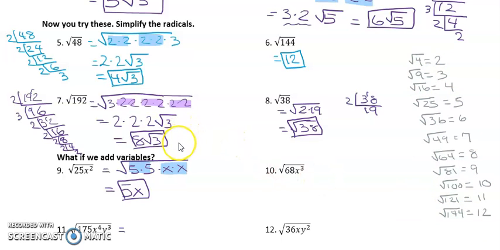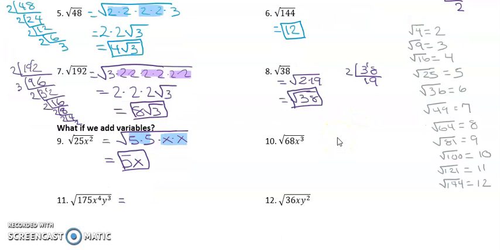Number 7 ends up being 8 square roots of 3. And number 8 ends up just being the square root of 38. There are no perfect squares or no pairs when you break down 38. Okay, if we look at number 9, you'll see that I already have this one written out. The only thing that changes when we add variables is that we need to write out the variable part. So 25 breaks down into 5 times 5, and x squared is just x times x. So we break everything down the same way we have, and we find the pairs.